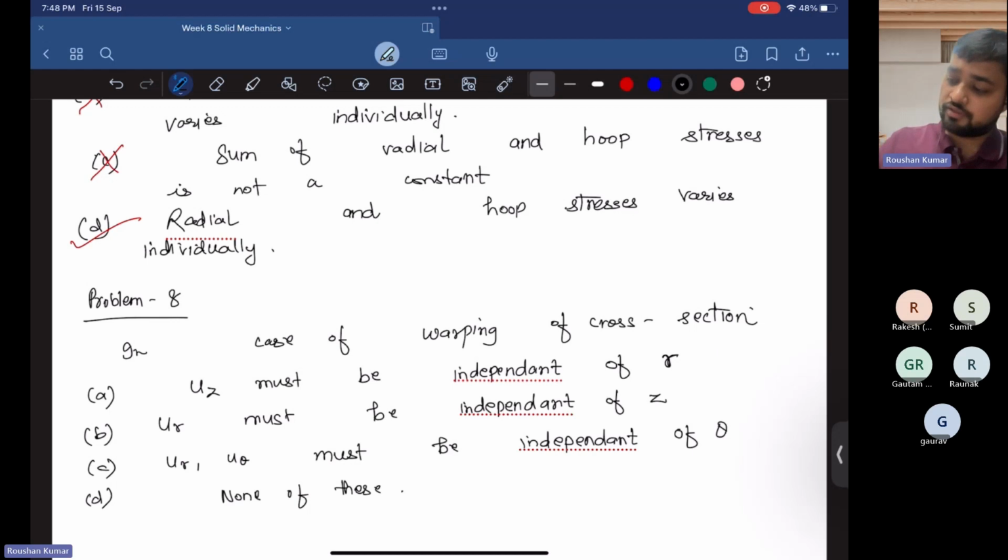So in this question, in case of warping of cross section, whenever we say warping, that means the planarity of the cross section will not remain. That means the cross section will become non-planar. Warping means non-planarity of cross section.